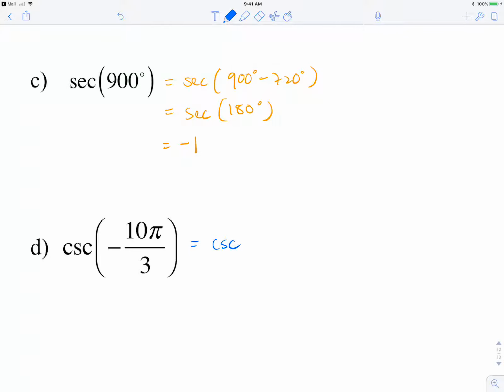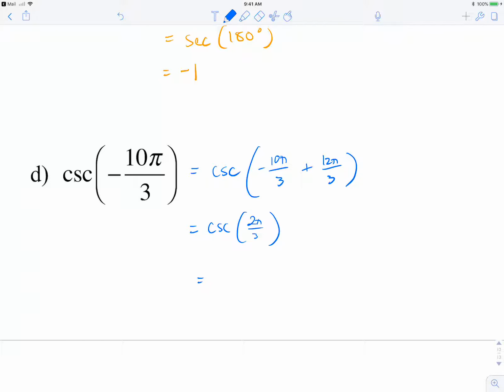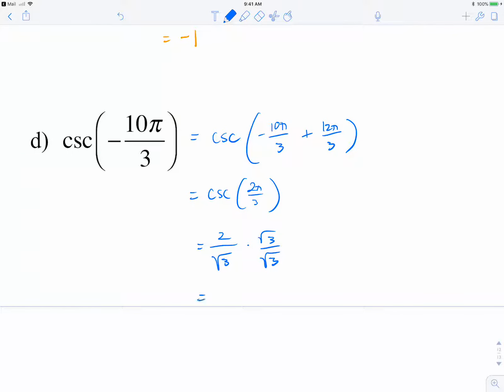And last one, cosecant of negative 10 pi over 3 is equal to cosecant of negative 10 pi over 3 plus 12 pi over 3, so that's the same as adding 4 pi. So that's equal to cosecant of 2 pi over 3. Cosecant is the reciprocal of sine. So sine of 2 pi over 3 is root 3 over 2. So the reciprocal would be 2 over root 3, which if we rationalize, we get 2 root 3 over 3.